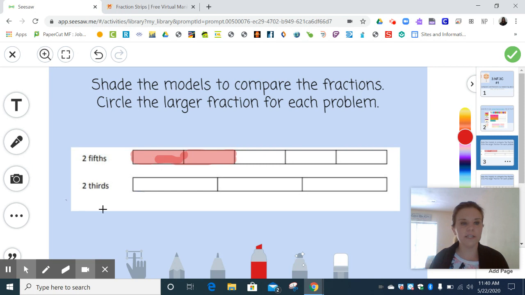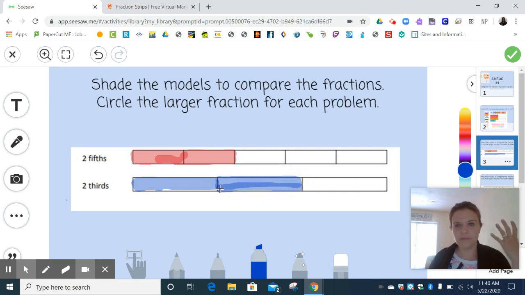If I take a look at the next one, it says to color in 2/3. Maybe I'll pick blue. Okay, so it's called thirds because there are 3 parts, right? These are thirds. I have to color in 2 of them, 2/3. Here's 1/3. And 2/3.